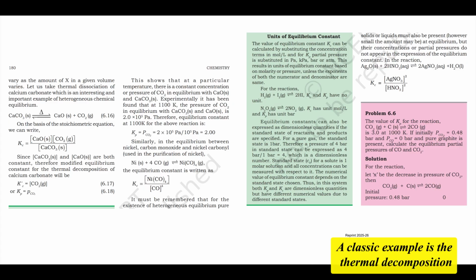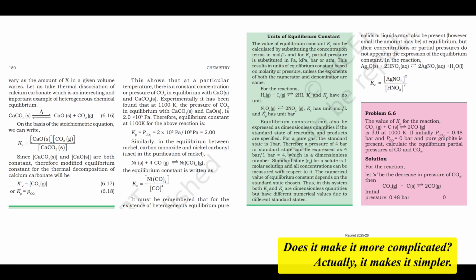A classic example is the thermal decomposition of solid calcium carbonate, or limestone: CaCO3(s) ⇌ CaO(s) + CO2(g). Here you clearly have two different solid phases, CaCO3 and CaO, and one gas phase. Right. And how does having solids or liquids involved change the way we write the equilibrium constant expression? Does it make it more complicated? Actually, it makes it simpler.